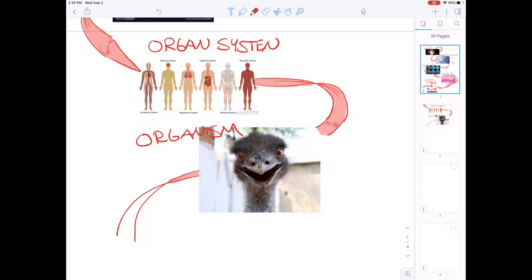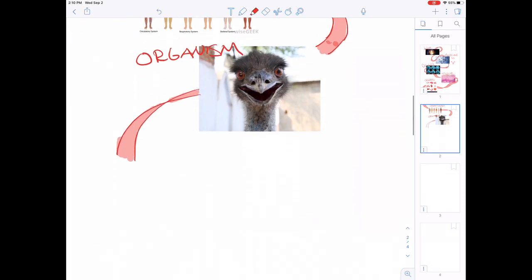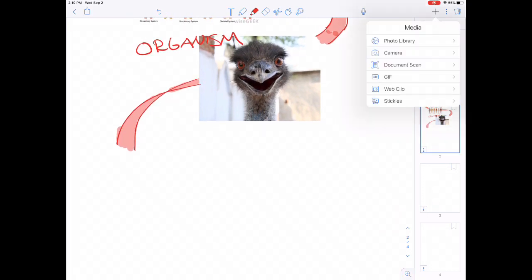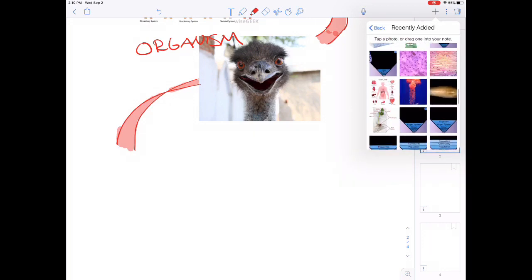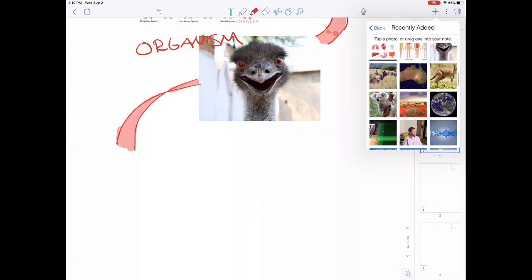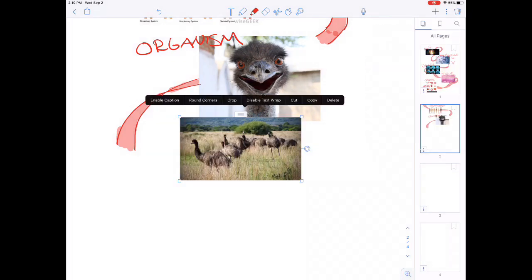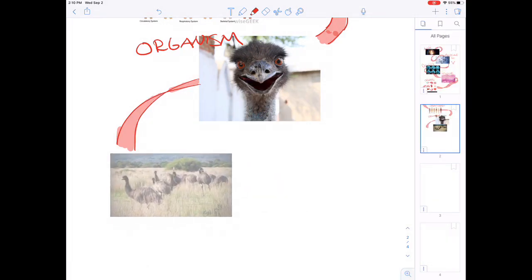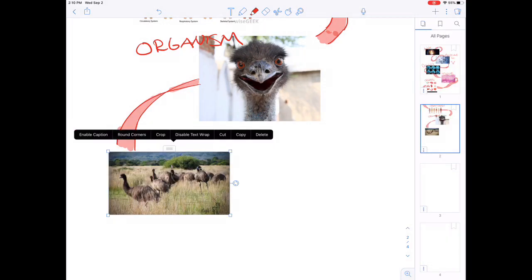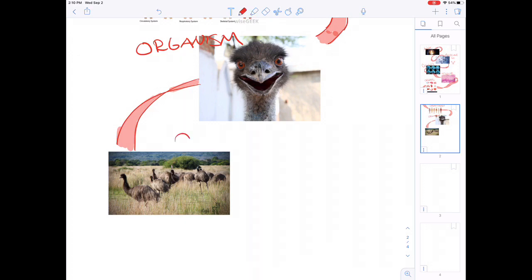So after organism, multiple of the same organism, you get a population. Population of the same exact organism. So if we have one emu, a population is a group of the same type.